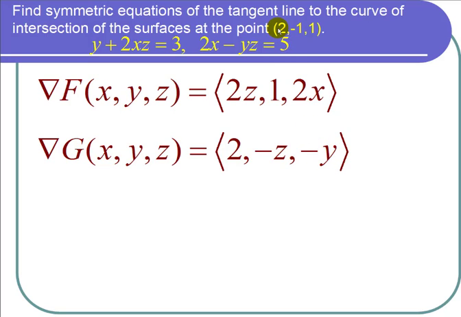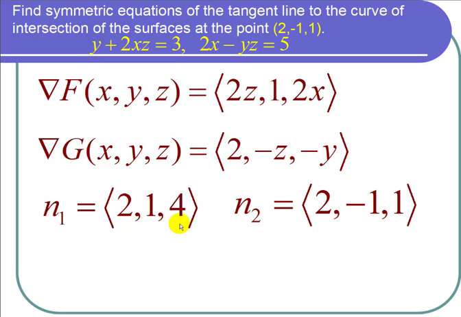So I plug in the point (2, -1, 1) into each of these gradient vectors. And that'll give me my first normal vector. Z is 1, 2 times 1 is 2. Still have the 1. X is 2, 2 times 2 is 4. So the first normal vector is <2, 1, 4>. The second normal vector I plug in. I still have the 2. Z is 1, so negative z is negative 1. Y is negative 1, so negative y is positive 1. So those are my two normal vectors.